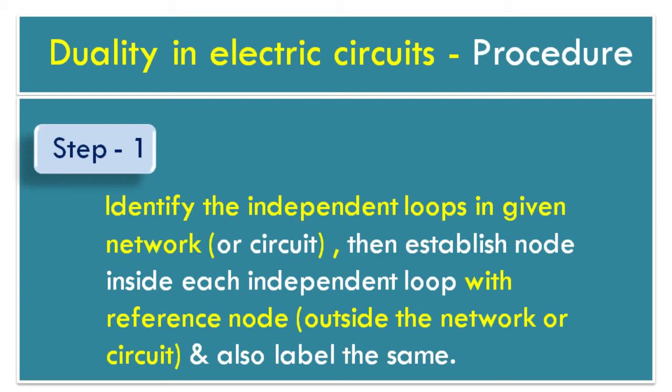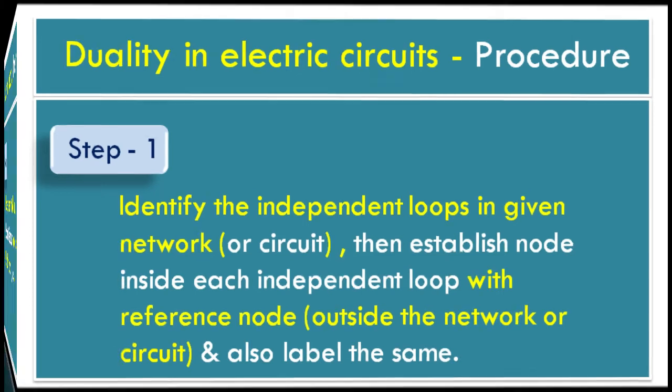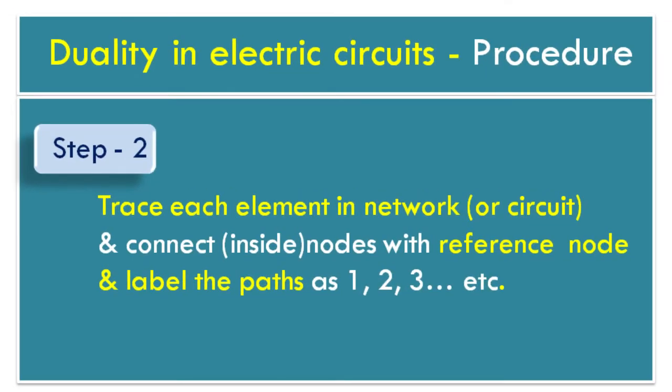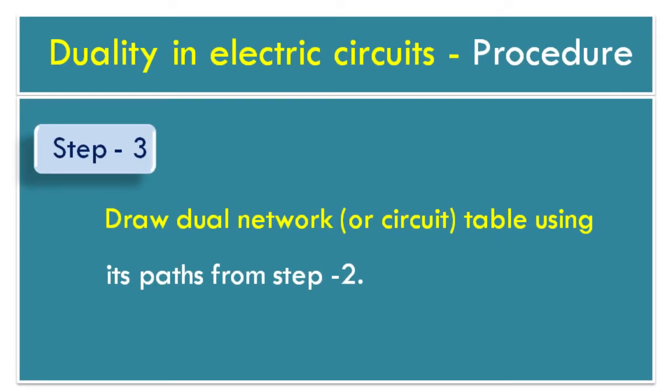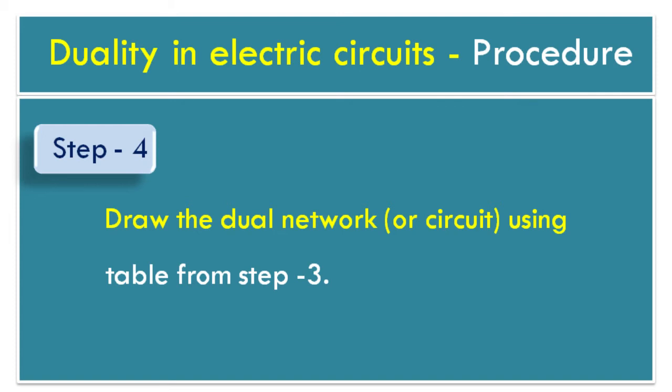Let's study the procedure of duality in electric circuits. Step 1. Identify the independent loops in a given network. Then establish a node inside each independent loop with a reference node and also label them. Procedure step 2. Trace each element in the network and connect nodes with the reference node and label the paths as 1, 2, 3, etc. Procedure step 3. Draw the dual network table using the paths from step 2. Procedure step 4. Draw the dual network using the table from step 3.